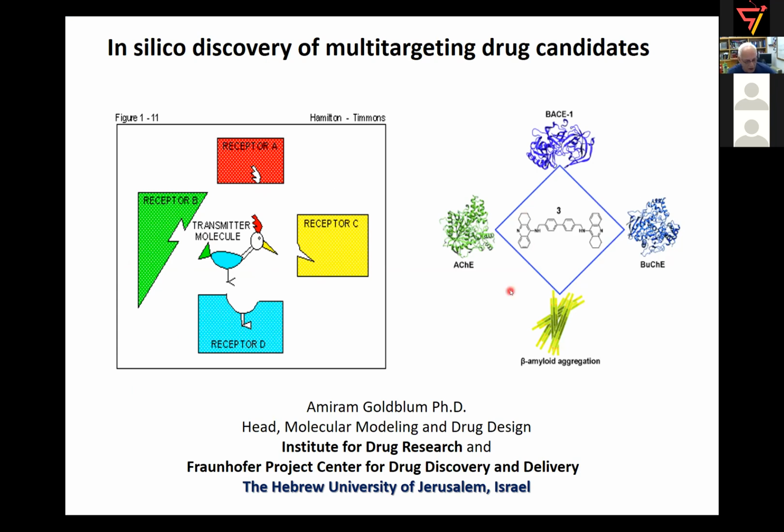But there are also quite a few known examples. I will not show many of them, but this is one pretty well known, which is used as a candidate against Alzheimer's disease, which hits both acetylcholinesterase and butyrylcholinesterase, and BACE1, which is the main culprit in cleaving the amyloid precursor protein, and also affects beta amyloid aggregation, probably through its interaction with the peripheral site of acetylcholinesterase.